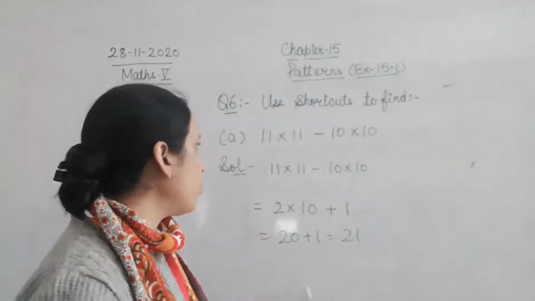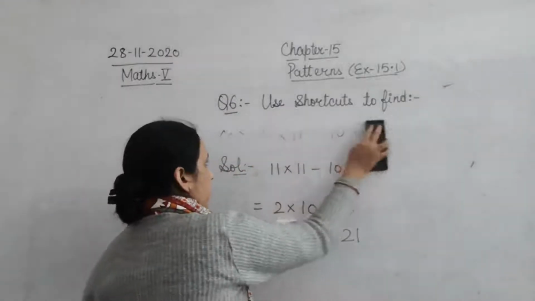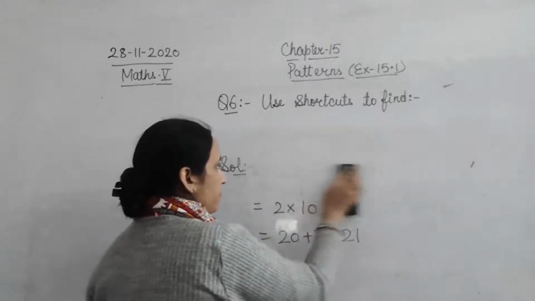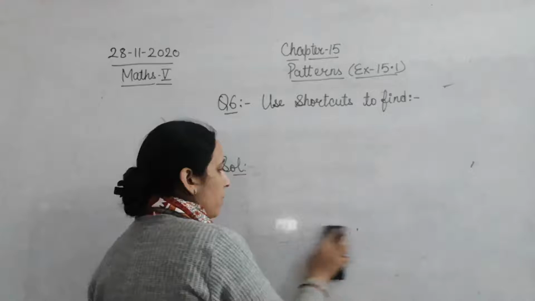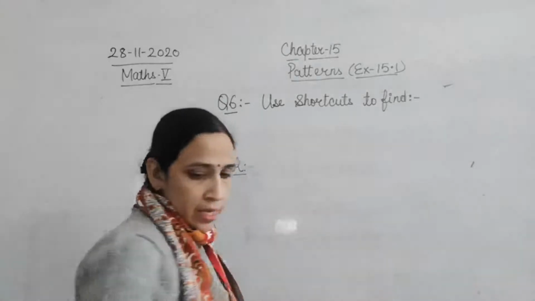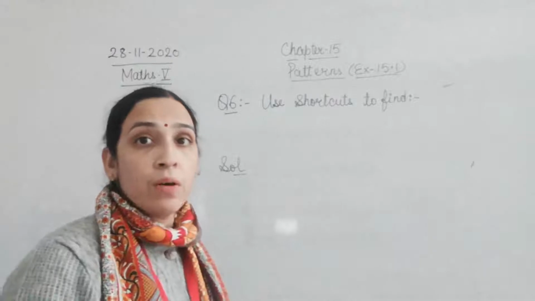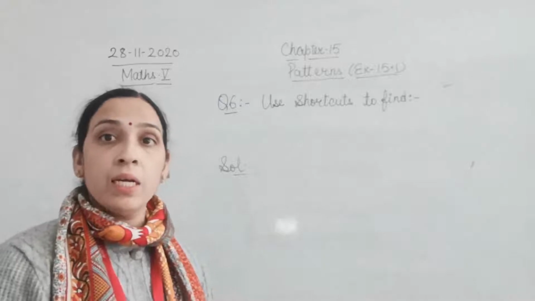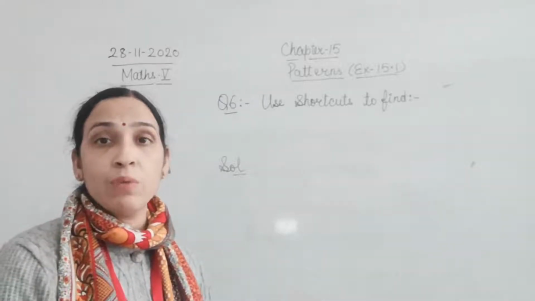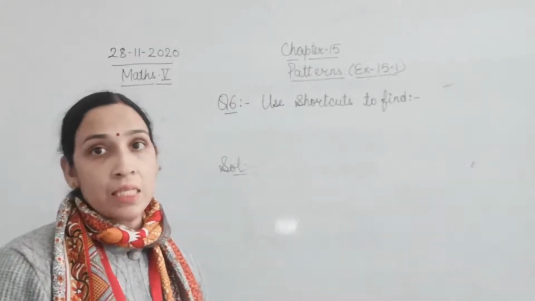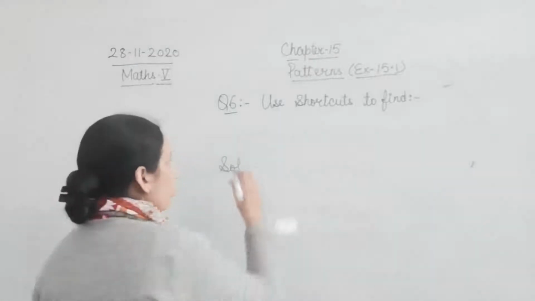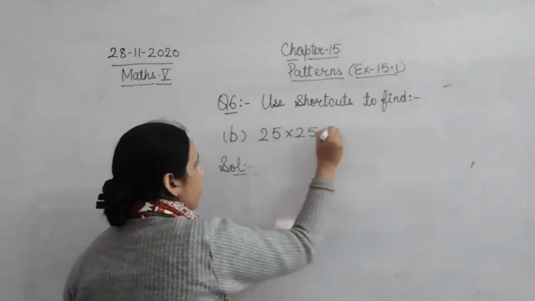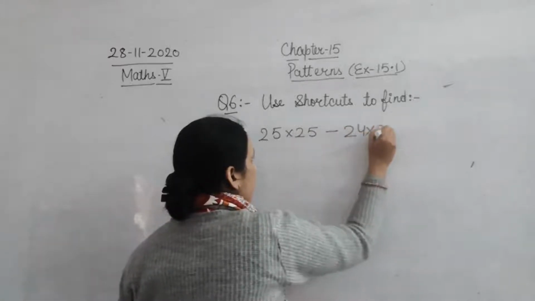So now children, what will we do next? B part. Again, I hope that is understood by you all. What is given here in B part? Children, when we talk about smaller numbers, it's quite easy to find it out. But when you have been given bigger numbers, then what are you going to do? In that case, this will be more useful. So in B part we have 25 multiplied by 25 minus 24 multiplied by 24.